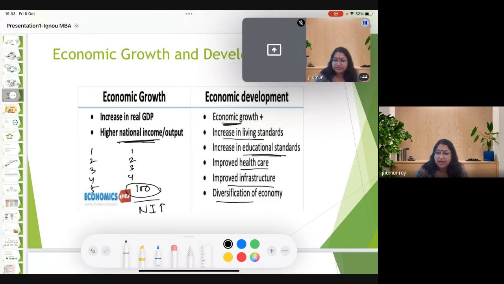So if you see, a more comprehensive measure of anything is economic development. Economic growth is important to know. We have to know whether the income is increasing, but economic development is what we look into in today's date. Is it clear to everybody the difference between growth and development?